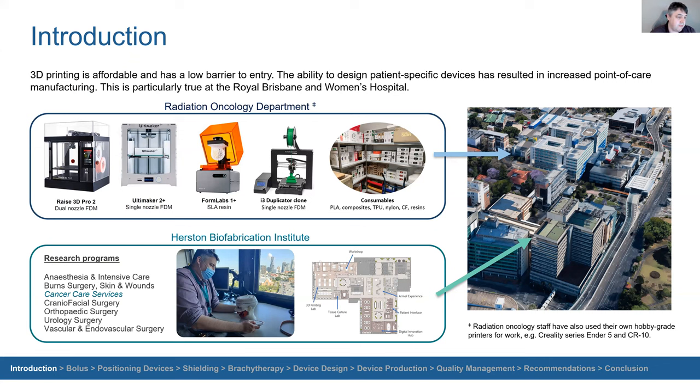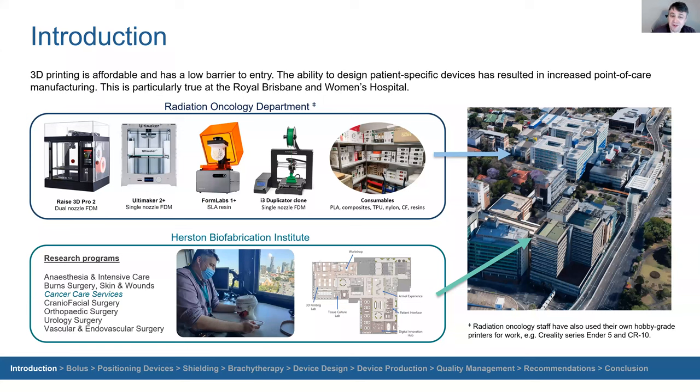This is a department that has 5 linear accelerators, 2 brachytherapy afterloaders, and superficial radiotherapy. In addition to this treatment equipment, we have a variety of what I'd call mid-range printers. And we also have access to some higher grade equipment as part of a research institute on our campus, the Hurston Biofabrication Institute. A couple of the physicists that work at our department also have cheaper hobby level devices that have also been used for printing small pieces of equipment, usually QA devices.